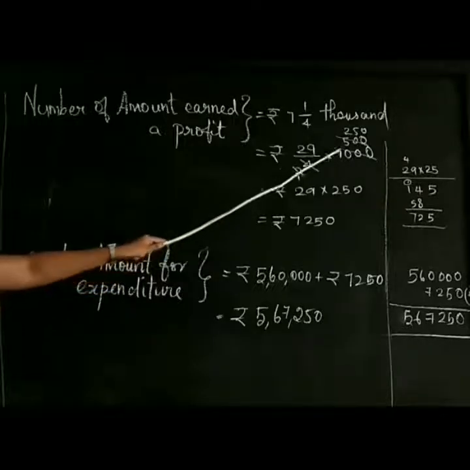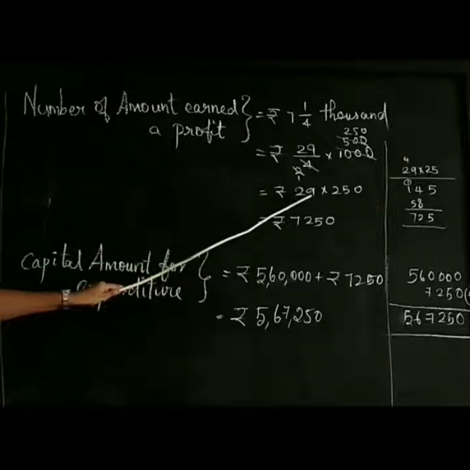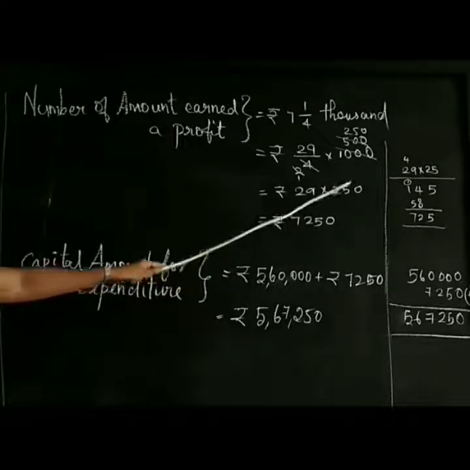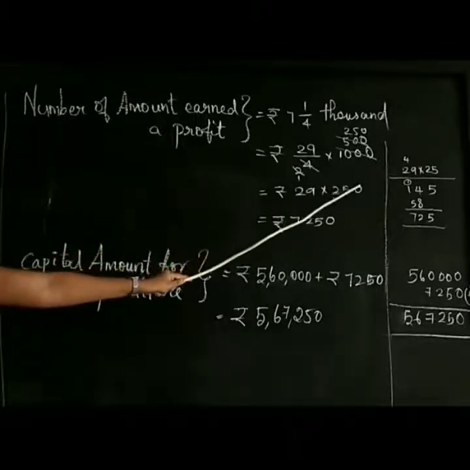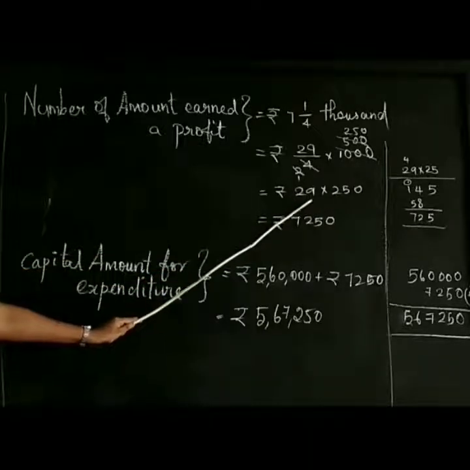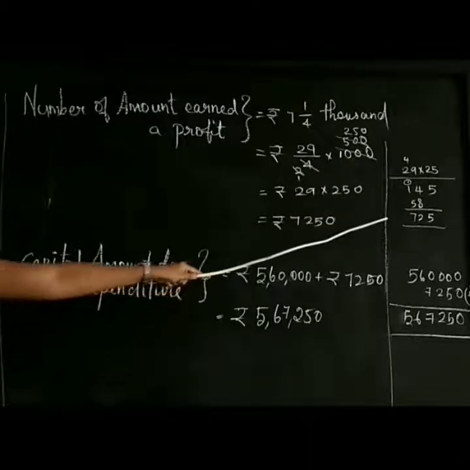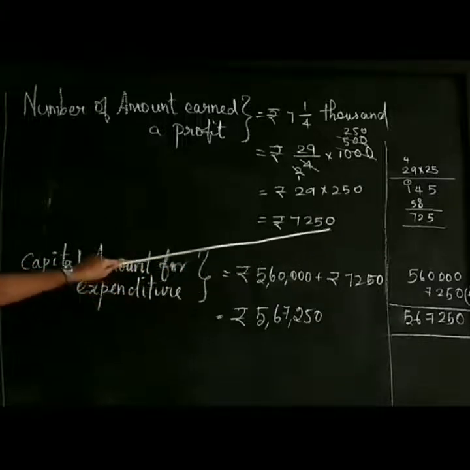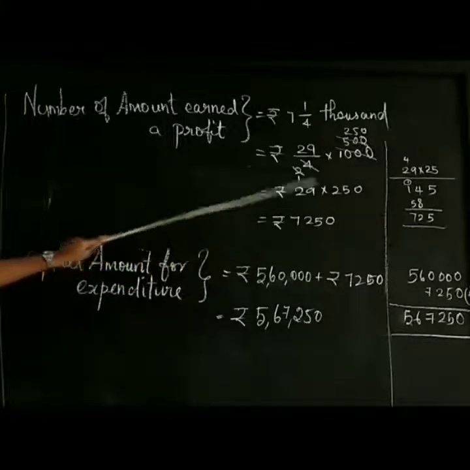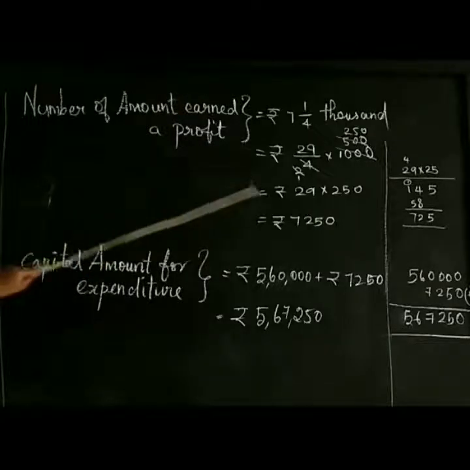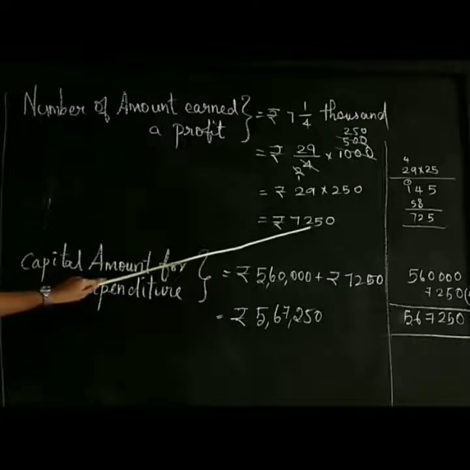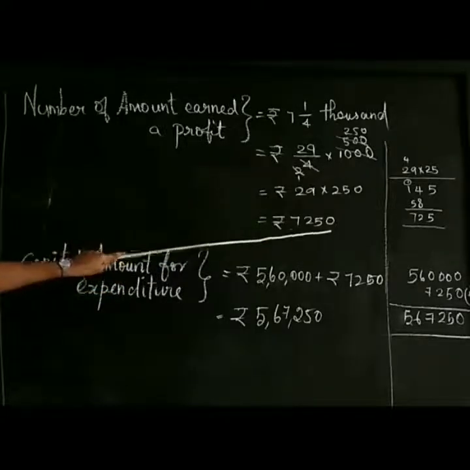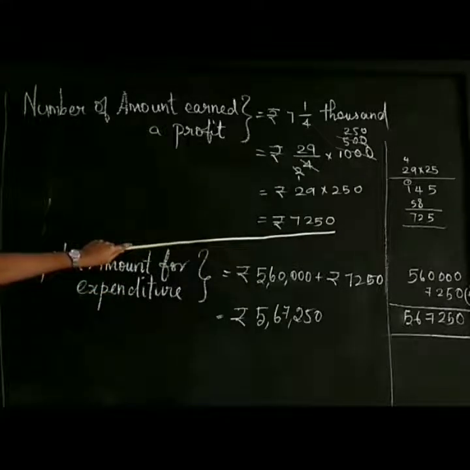See the numerator. Multiply and write the numerator. 29 into 250. So multiply these two numbers and you get the answer. Remove the 0. Multiply 29 into 25 and you get the answer 725. Now we can include the 0 in the final answer. So how much profit did he get? Rupees 7,250. So we converted the mixed fraction into a whole number. This is the total amount he got as profit.